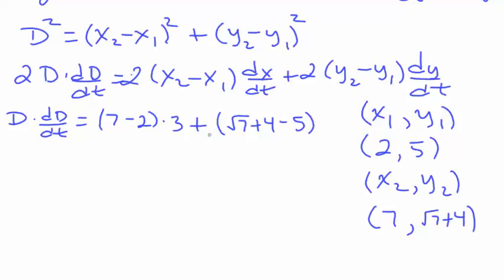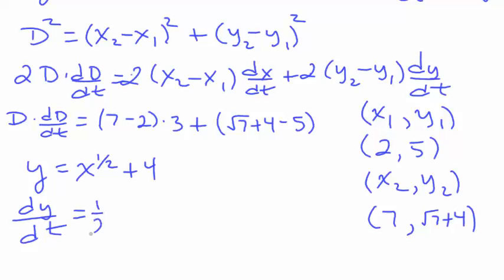Man, got nasty numbers this time to be dealing with. dy over dt. How do we find dy over dt? Well, we start with y is equal to square root of x, and I'm going to actually write it like this, and then plus 4. To find dy over dt, we just take the derivative of this. We got dy over dt is equal to a half times x to the negative a half, and then the derivative of a constant is 0.